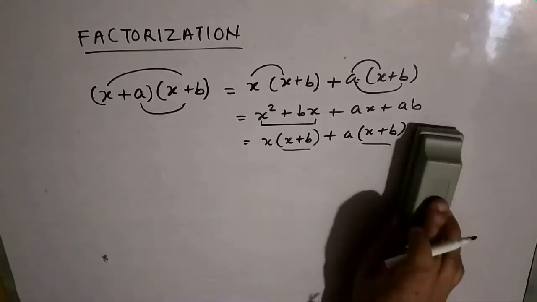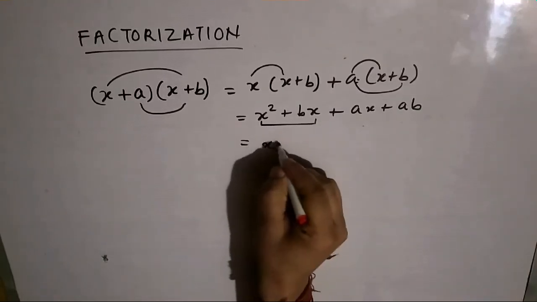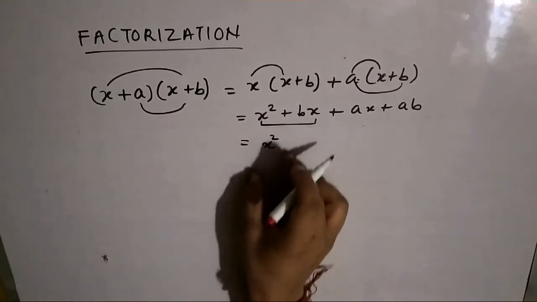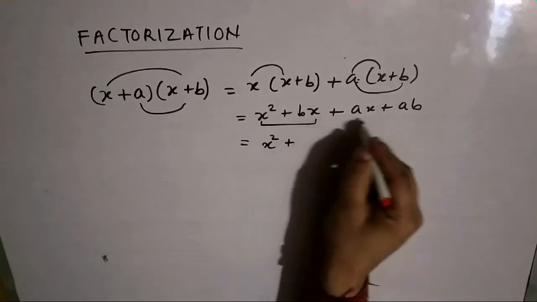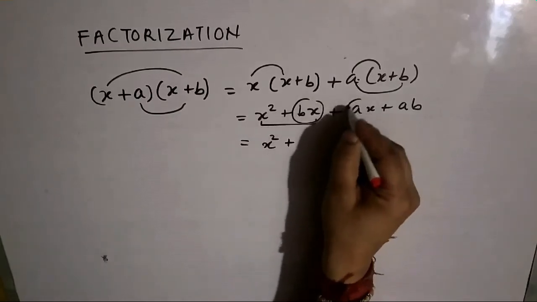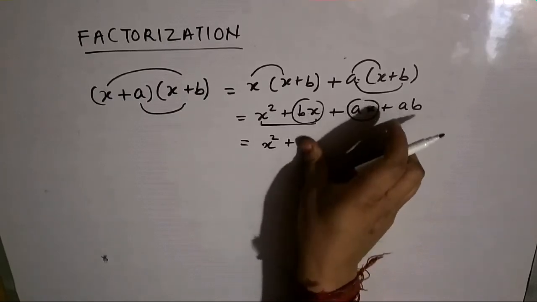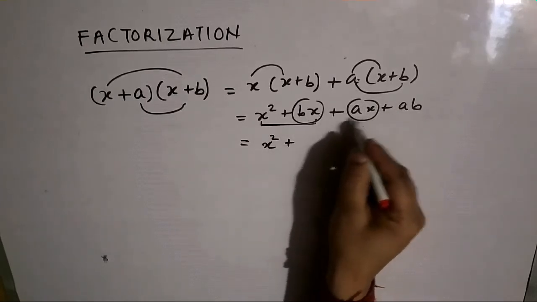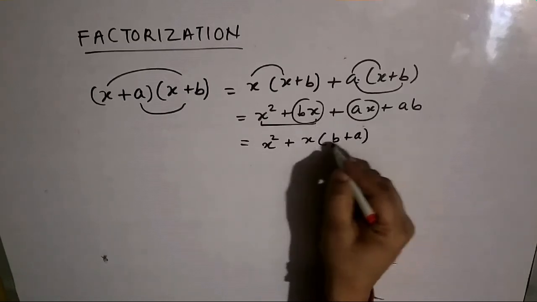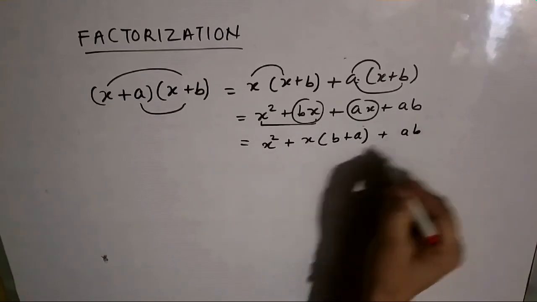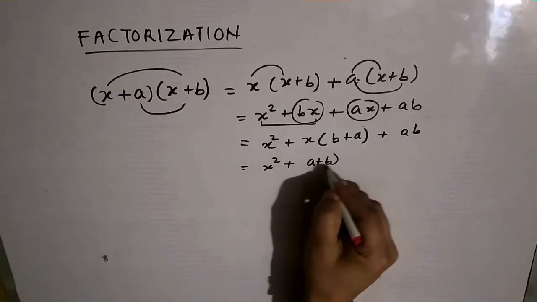So just I will write in this fashion. So x square, which is the highest power of x, then there are two terms which are having the same power of x, so let it be ax and bx. So you can take x common from here, so that would be a plus b. Okay, you can write a plus b into x, plus a into b, so that would be x square plus a plus b into x.